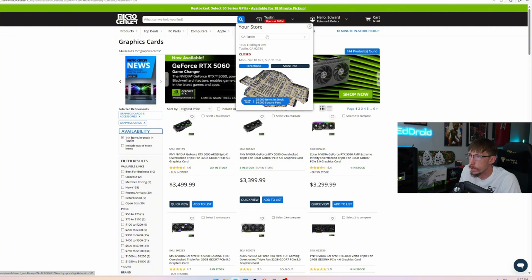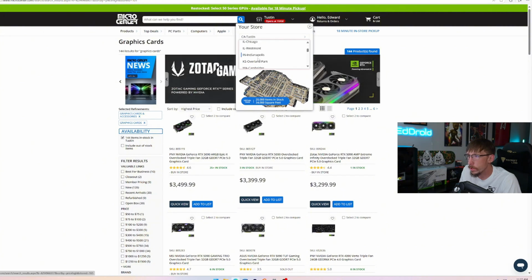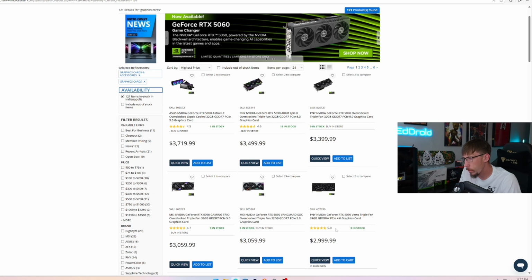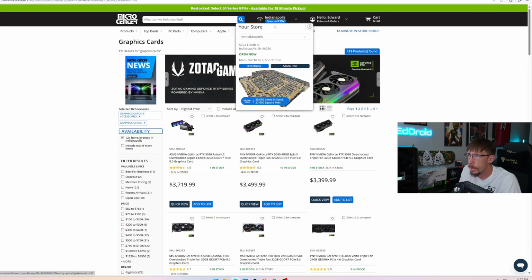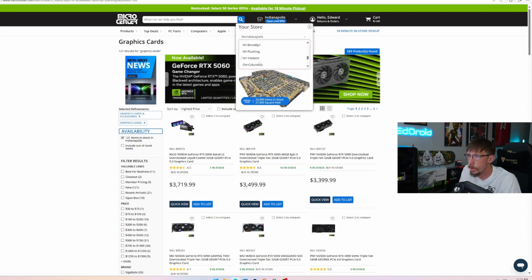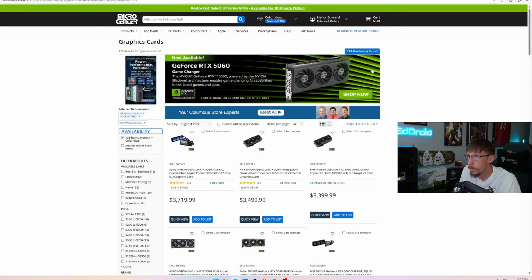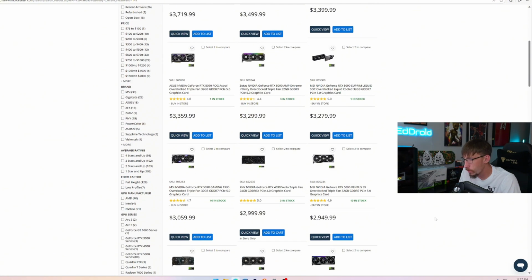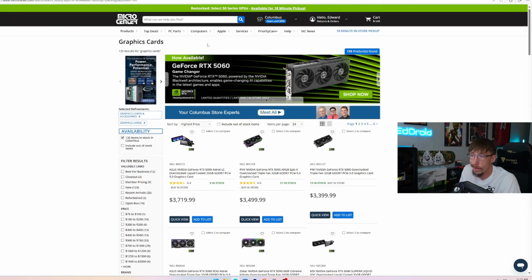Let's just try another one, because I haven't actually gone through a whole bunch of these. Let's just go to Indiana, see if they got some. Oh, look at that. They got 3 right there. Let's go to a different state. Columbus. Did you guys get lucky enough to get $3,000 4090s? Yes, you did. You got 3 of them as well.